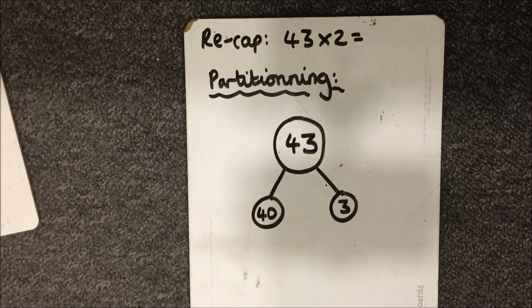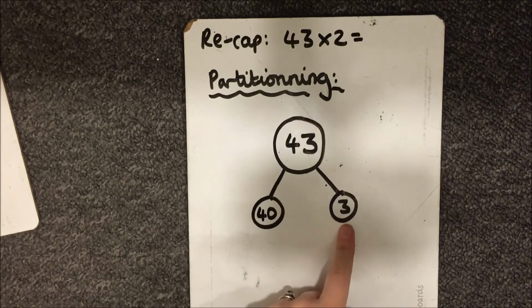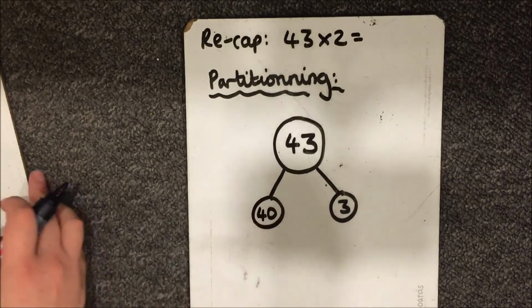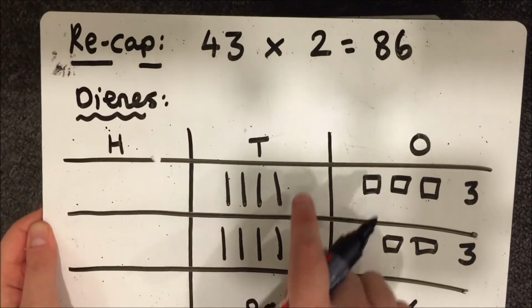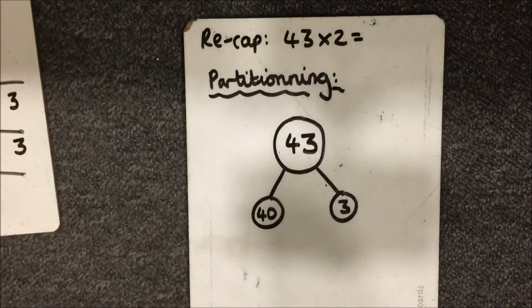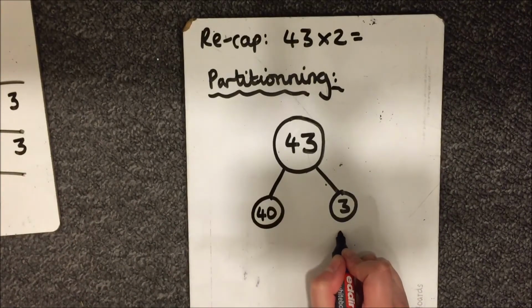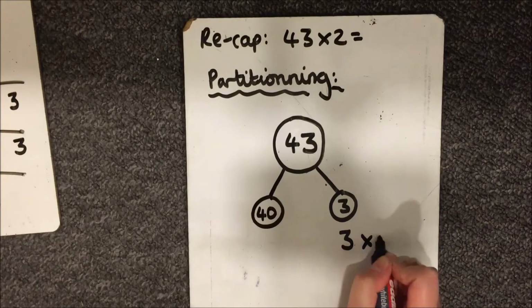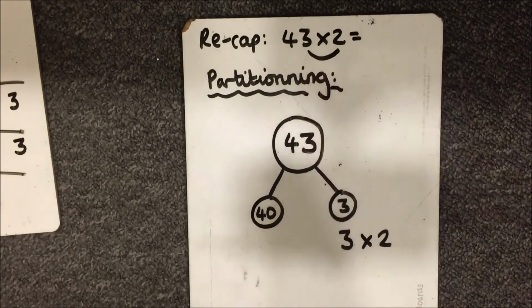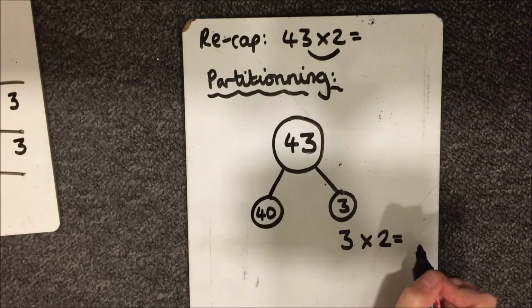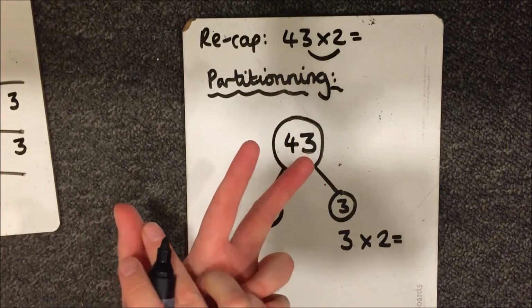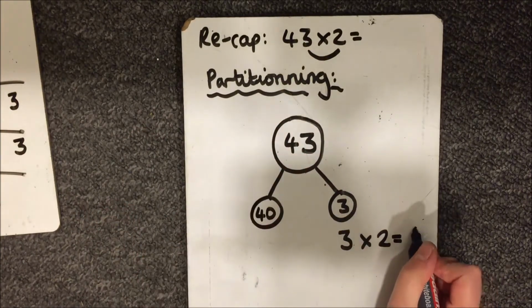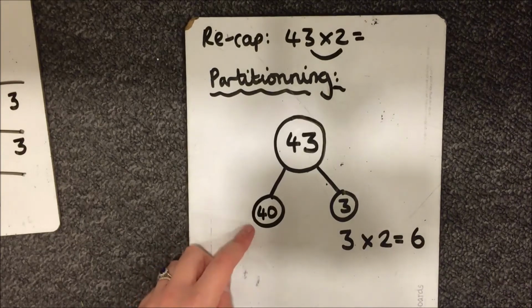Then what do we do? I need to times everything by 2. To make it easier, I'm going to times my 1s and then my 10s. Just like I did here, I times my 1s. So I've got 3 times 2, and I times my 10s, 40 times 2. Let's start with our 1s. So I'm going to write 3 times 2. Do you remember we did that? So 3 times 2 is the same as, got it? Put 3 fingers up, count in 2s, 2, 4, 6. Got that one.